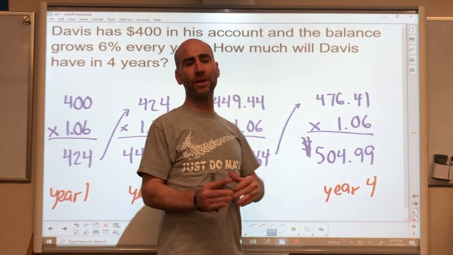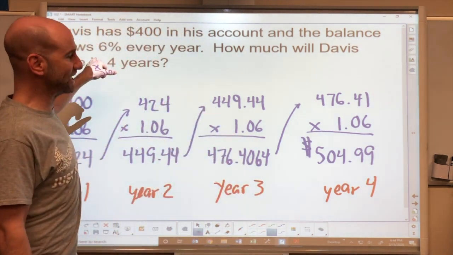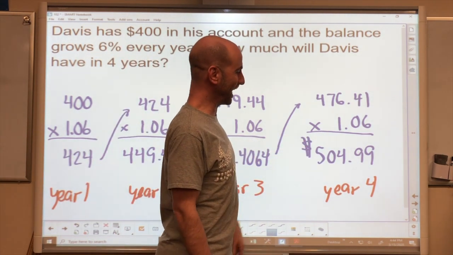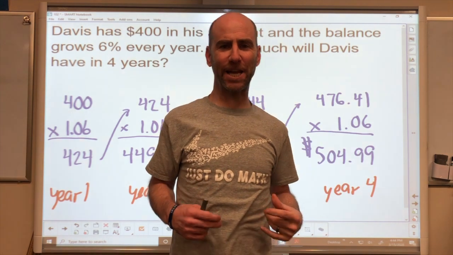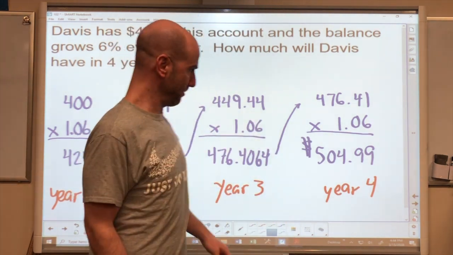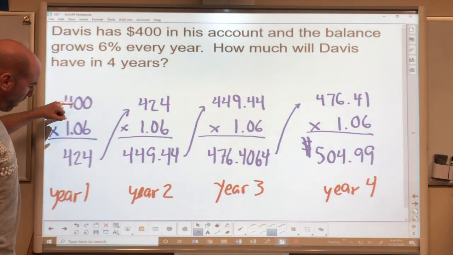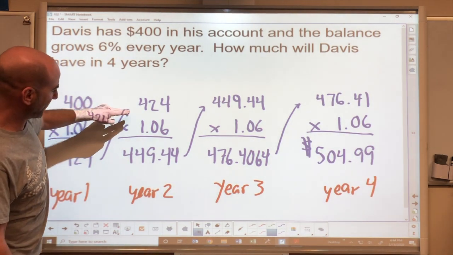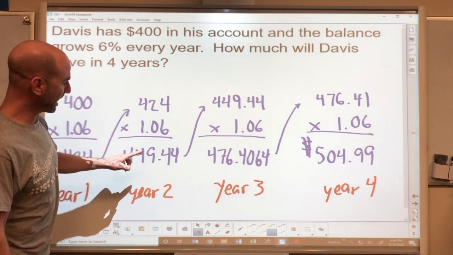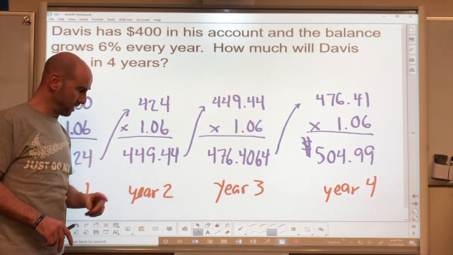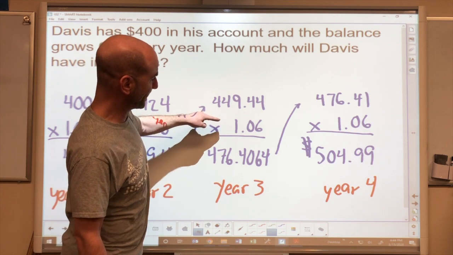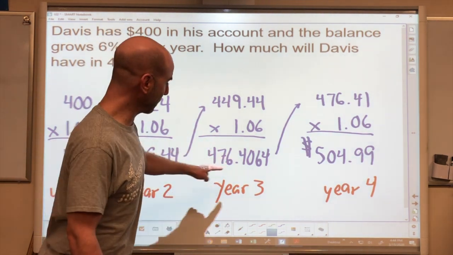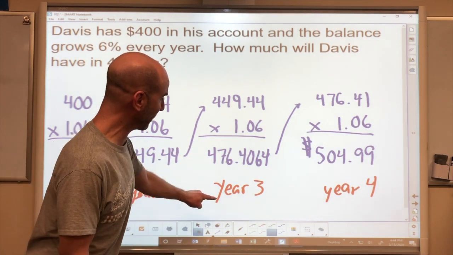Okay, so after 4 years of growth at 6%, Davis will have $504.99. Rich. This is how it happens. After year 1, $424. Take that. After year 2, $449.44. Take that. 6% growth. Now you'll have this. Now, because we're dealing with money, this is how much he has after year 3.